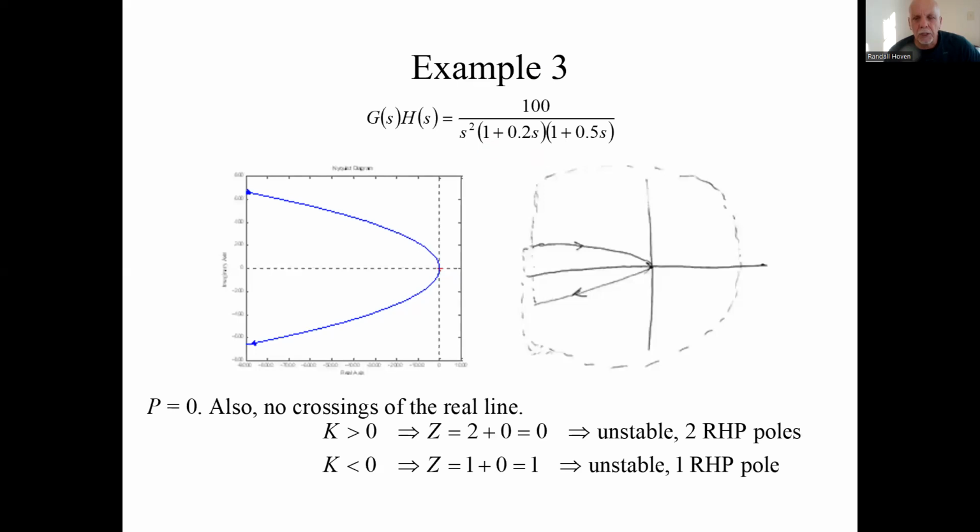Just looking at that, there's a couple things we need to figure out. One is P. P is the number of poles in the right-half plane of this loop transfer function. This is in the left-half plane. This is in the left-half plane. This is a double pole at the origin, so no poles in the right-half plane. So in this case, P equals 0.